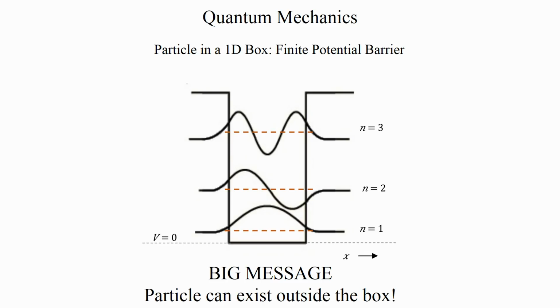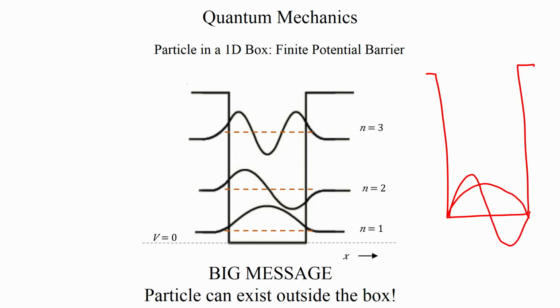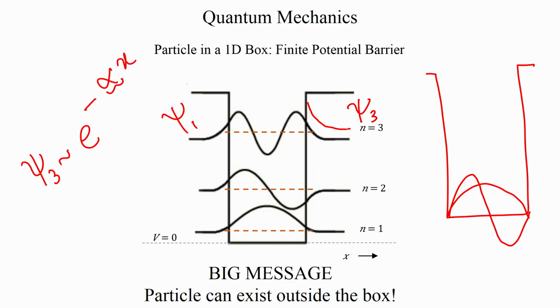So I've sketched the wave functions here. In the case of an infinite potential well, the wave function existed only inside the box. So we found solutions like the wave functions to be like this. Now in the case of a finite potential barrier, we have already seen that psi 1 and psi 3 can have an exponential solution. If you look at psi 3, it varies as e to the power minus alpha x, with alpha being a positive number, which means that the wave function decays in space in the x direction.